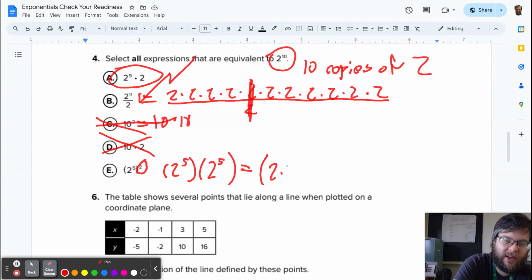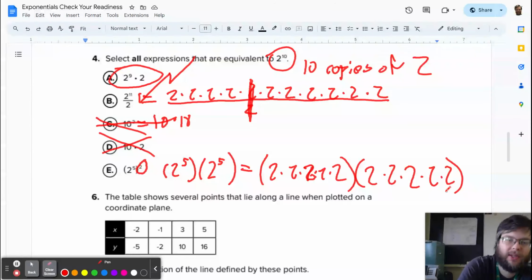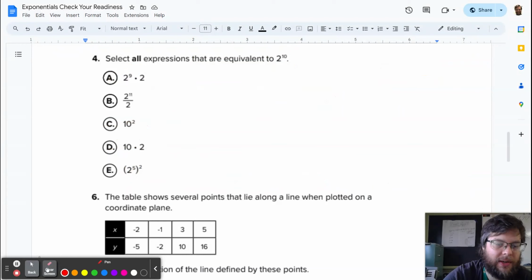If I expand that out, the first one means the number 2, 5 times: 1, 2, 3, 4, 5. And the second one means 1, 2, 3, 4, 5 copies. Altogether, 10 copies of 2. So it turns out to be A, B, and E are all correct there.